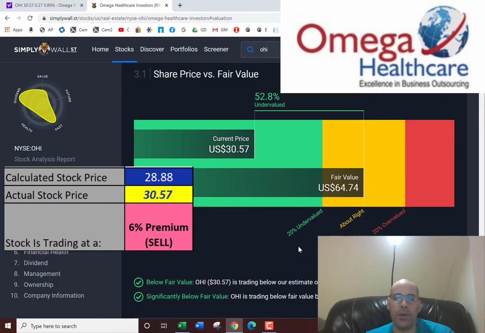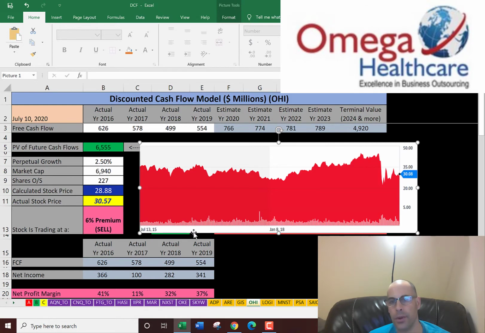Let's see what Simply Wall Street values the company at. They're saying the stock is worth $65, so they're saying it's a really good value to buy it now. Let's look at the historical stock price. It was trading about $45 a few months ago, and it seems like it's been trading well over $30 for a while. It dropped a bit with coronavirus. It's come up and down a couple times. So it's sitting around $30.